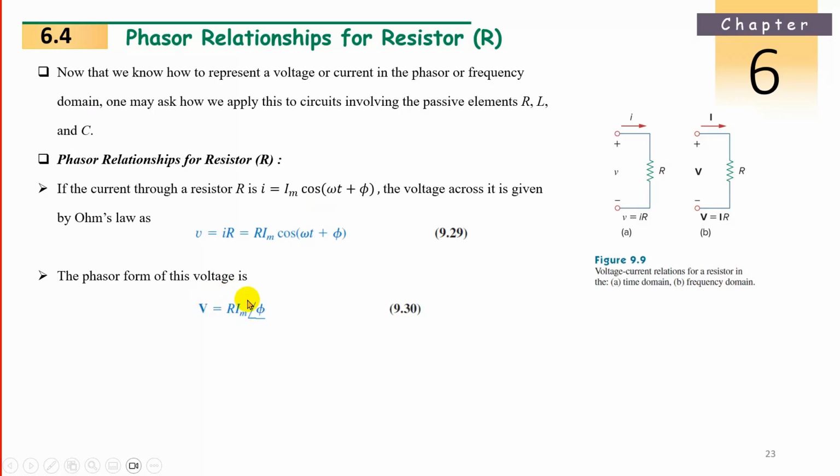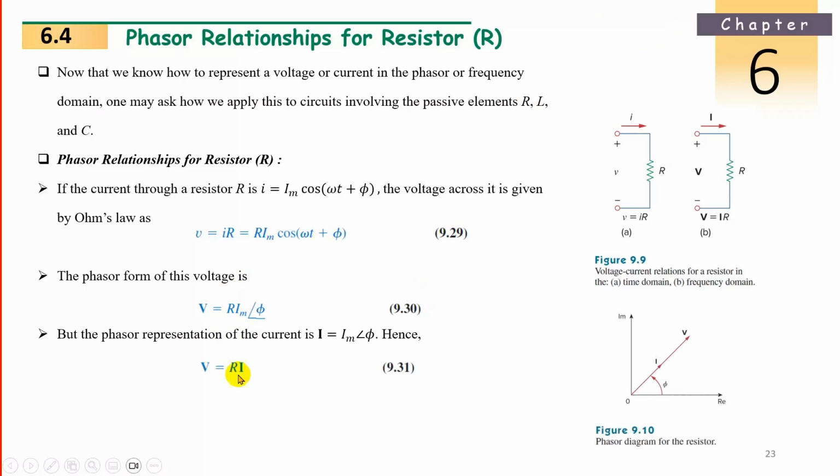Now what is Im at an angle phi? I can write it as capital I, which is also in the phasor form. So that's why we write here capital V is equal to capital I multiplied by R. R is the normal resistance, not changing. The phasor representation of capital I is nothing but Im at an angle phi. So V is equal to IR, which satisfies Ohm's law. Now v is equal to Ri, R times i, both are the same.